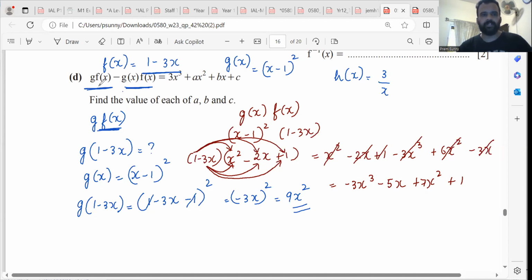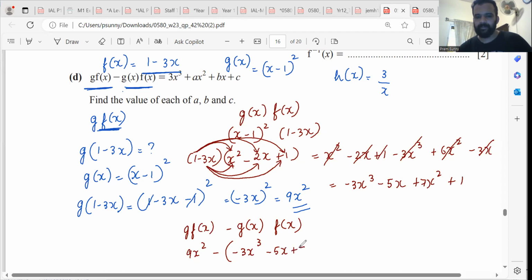Now the question is g of f of x minus g of x into f of x. So g of f of x, when we simplified, we got 9x square. There is a minus sign. And g of x into f of x, when we simplified, we got minus 3x cube minus 5x plus 7x square plus 1.